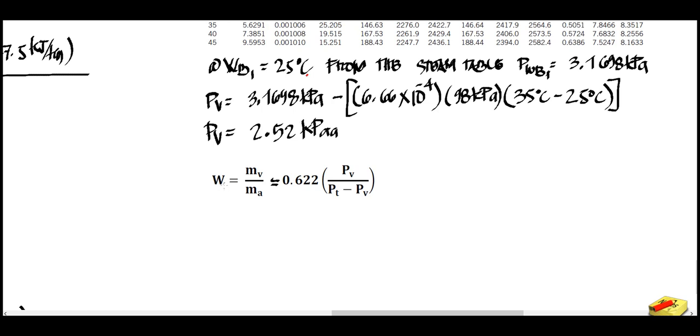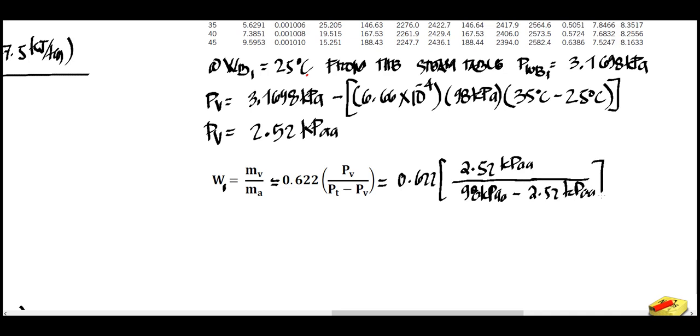So we can also get the value of humidity 1 by using this equation. Substituting the values, what we have is 0.622 multiplied by the partial pressure of vapor, which is 2.52 kPa absolute. Then we have the total pressure, which is 98 kPa absolute minus 2.52 kPa absolute. So we can get the humidity ratio at point 1. What we have now is 0.0164, which is in kilogram per kilogram of dry air. So we have the value of humidity 1.